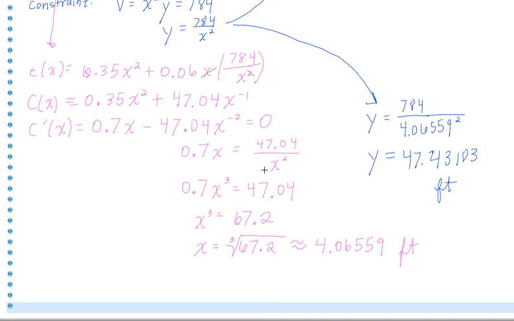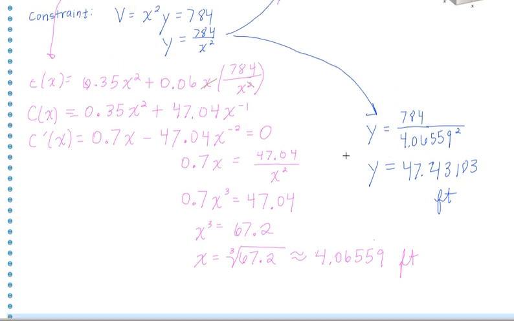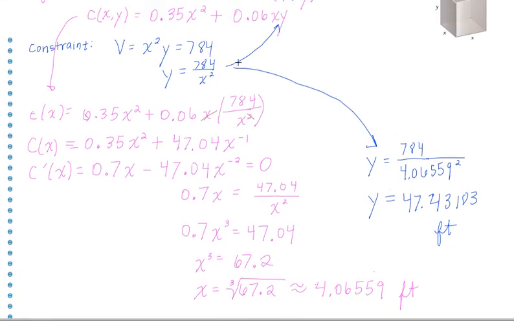Then I multiplied both sides by x squared to get 0.7x cubed equals this. Dividing by 0.7 gives you x cubed equals 67.2. So x is the cube root of that, which is about 4.06559. And then you go find y, which is 784 over that number squared, which comes out to this. And I did enter it in my MATLAB, and it accepted my answer.